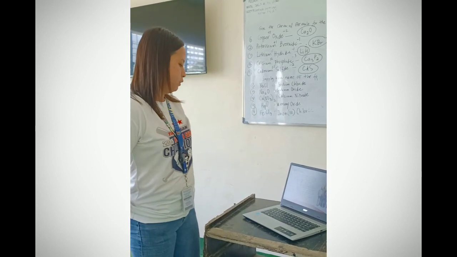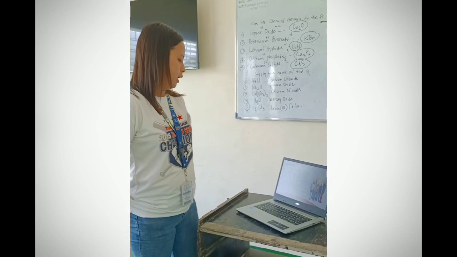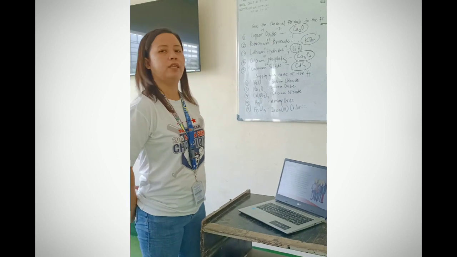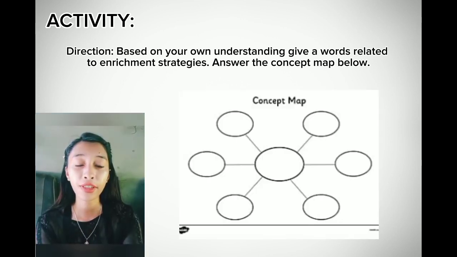The purpose of this chapter is to look at provisions for gifted and talented learners through the principles and strategies of teaching in the classroom. This is our activity regarding our topic, which is enrichment strategies. Based on your own understanding, give words related to enrichment strategies and answer the concept map below. For example, collaboration, equality, knowledge, success, improvement, and empowerment.